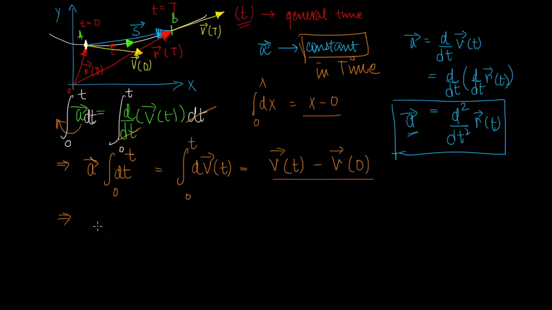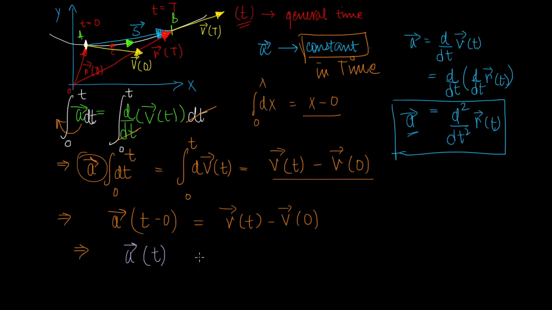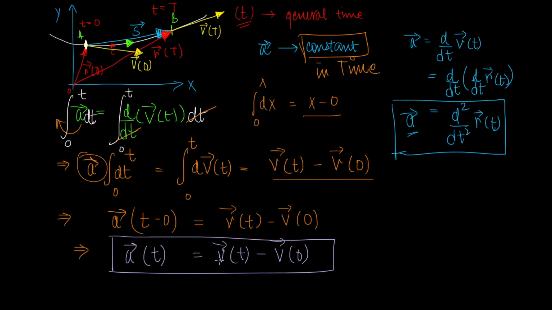So now you have the following. a, multiplied by the integral of dt, which is basically t minus 0, equals v of t minus v of 0. This is no surprise, and it gives you the following. Let me change my color to this. a times t equals v at some time t minus v of 0. So this is a more generalized equation of how velocity changes.